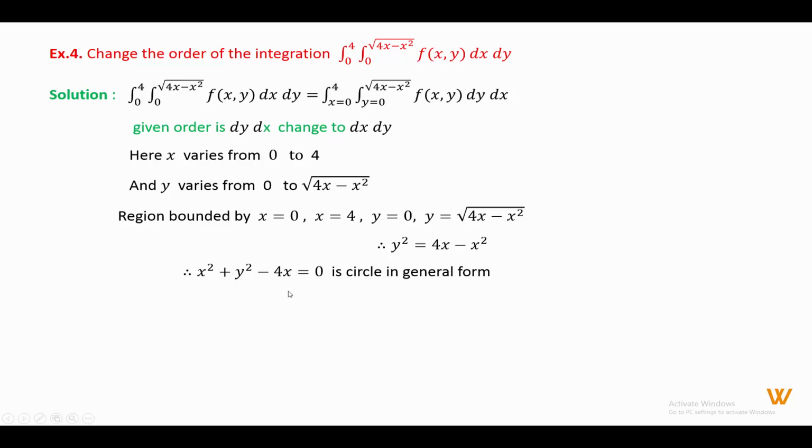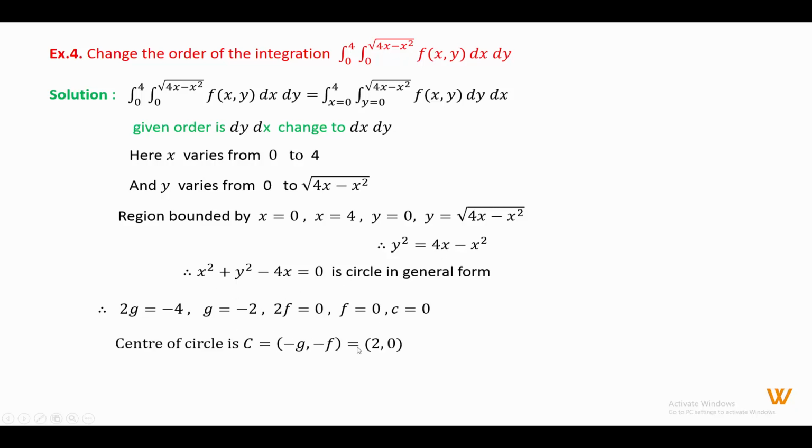The general form equation of a circle is x square plus y square plus 2gx plus 2fy plus c equal to 0. Comparing these two equations, we get 2g is minus 4, so g equals minus 2. 2f is 0, so f equals 0, and c is also 0. So the center of this circle is (minus g, minus f), which is (2, 0), and the radius equals square root of g square plus f square minus c, which is root 4, equal to 2. So the circle has center (2, 0) and radius 2.